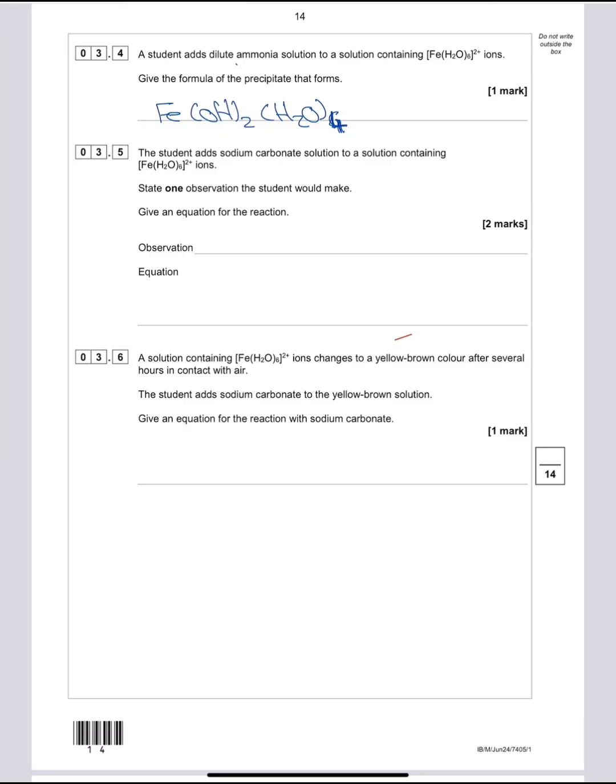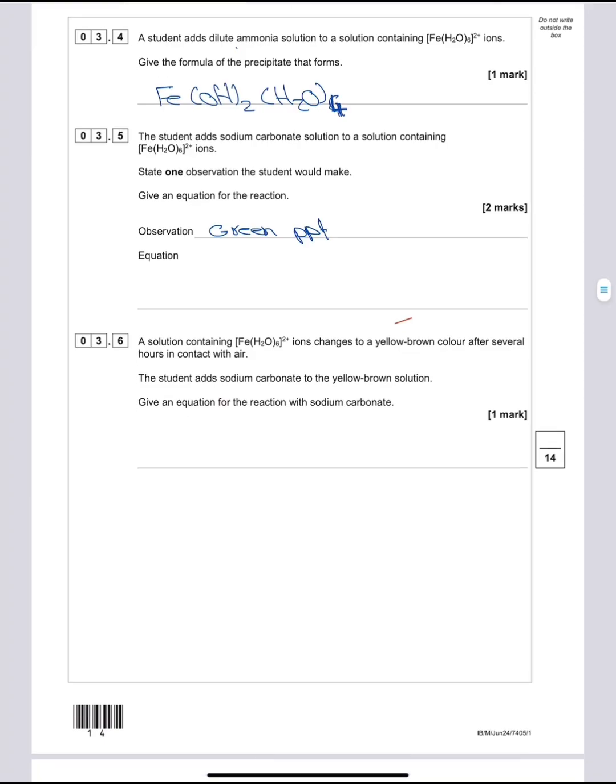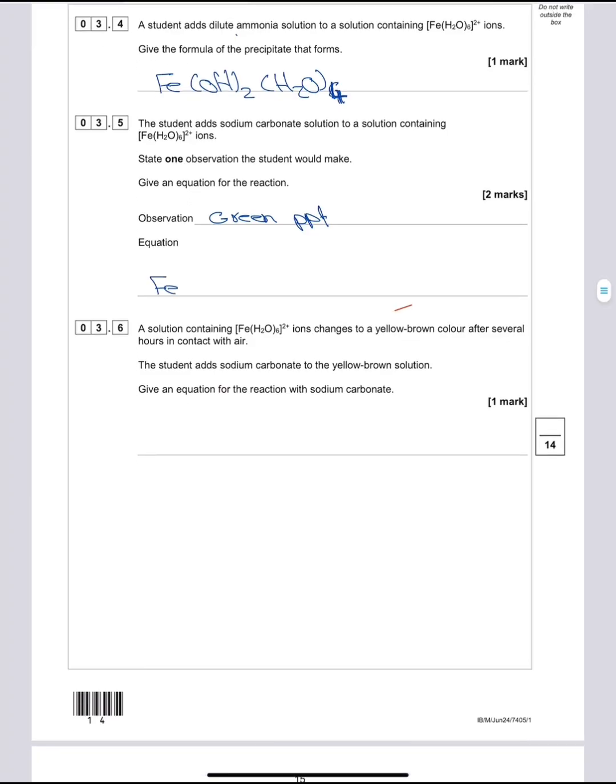We know that with the iron 2 plus, when you add the carbonate, it will give you the carbonate of the iron, which is a green precipitate. But if it's iron 3 plus, it's going to be a different thing, which is going to be the following question. So the observation here is going to be the green precipitate. A green precipitate will be formed. And then the equation simply is the Fe(H2O)6 2+ plus the carbonate. That will give the iron carbonate plus the 6 water molecules, and that's a green precipitate.